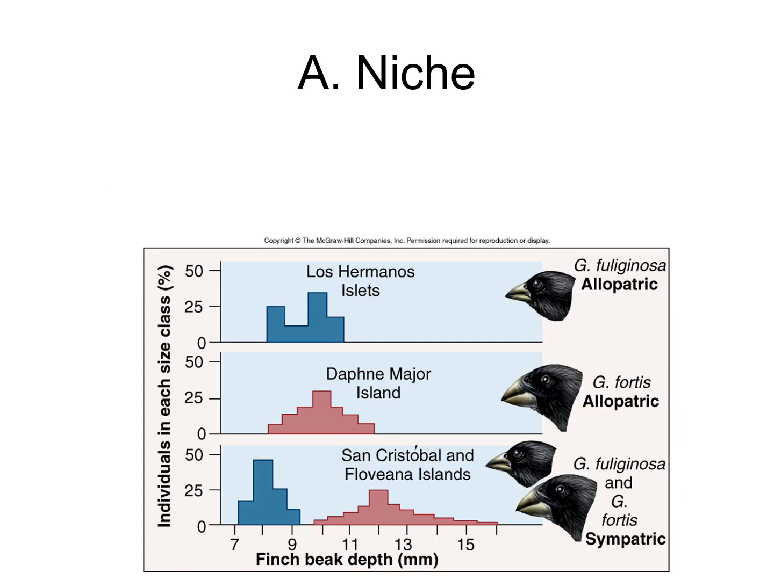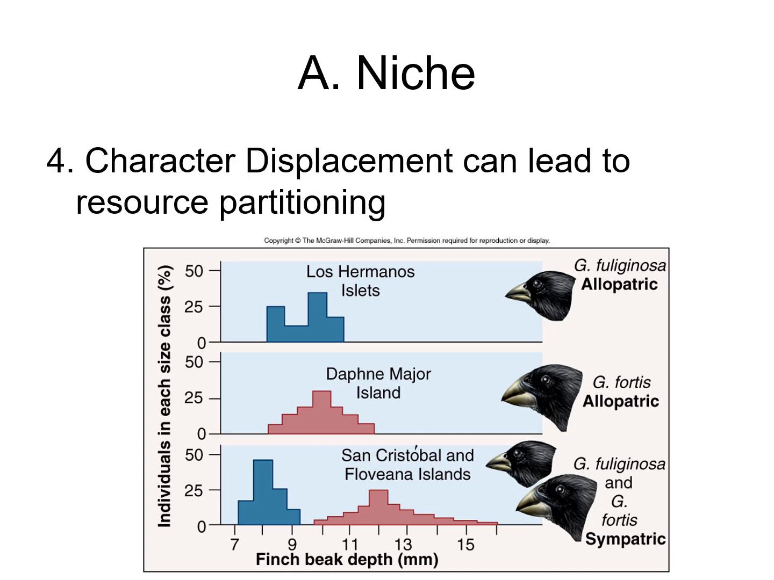What can happen through competition is over time, over generations, the two species can become more different from each other. This is called character displacement. And when characters are displaced, it is as if the species are partitioning the resources, right? Resource partitioning. So these are ground finches, birds that live in the Galapagos.